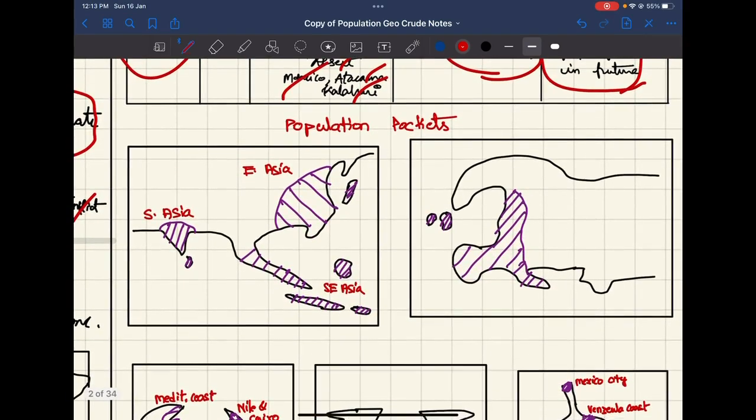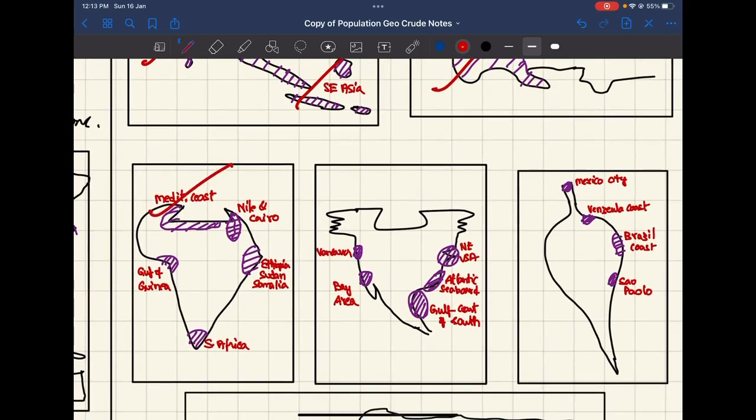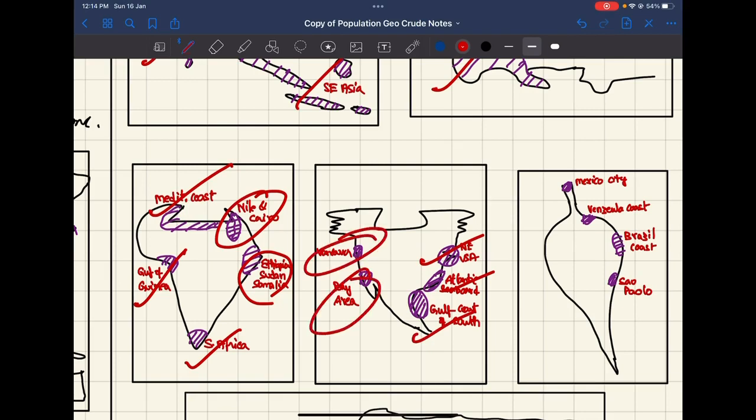The population pockets of Asia: South Asia, East Asia, and Southeast Asia. This is Europe. For Africa, we have Mediterranean coast, Nile and Cairo, Ethiopia, Sudan, and Somalia. These are highlands. We have Gulf of Guinea and South Africa. In North America, we have northeastern USA, Atlantic seaboard, Gulf coast of South, Bay Area, and Vancouver. For South America, we have Mexico City, Venezuela coast, Brazil coast, and Sao Paulo.